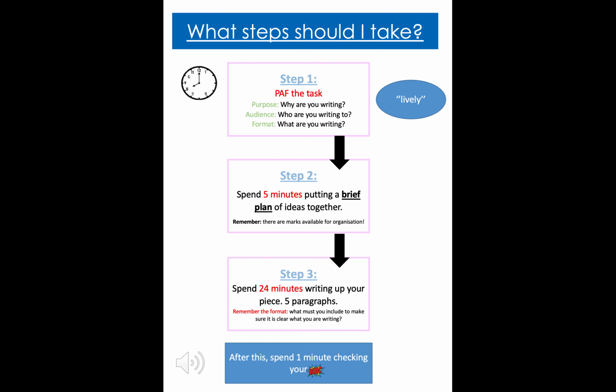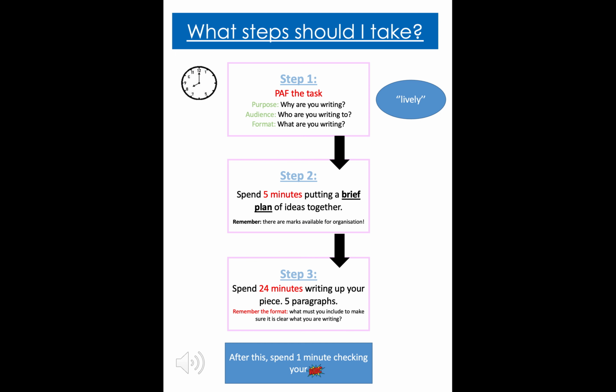Step 3 then, spend 24 to 25 minutes. Of course, you might not be able to do it exactly, but spend 24 to 25 minutes writing up your piece. 5 paragraphs, okay, aiming for 5. However, if you're short on time, aim for 4. For example, if you spend too long on task 1 and you're on task 2 and you've only got 25 minutes to write it, I would aim for 4 because it's more important that you get the task completed so that you're not capped.